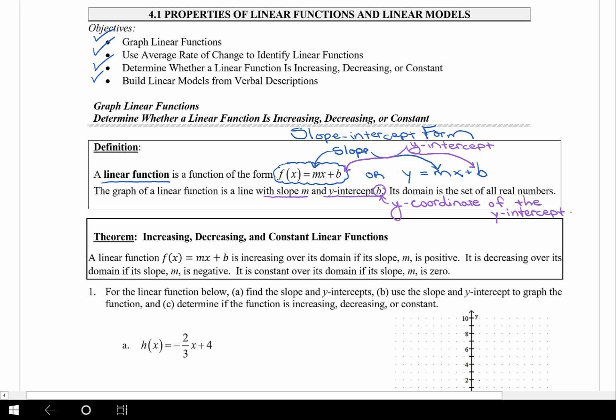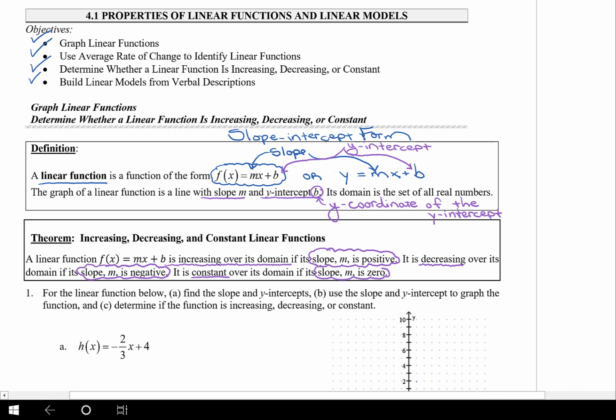All right, theorem: increasing, decreasing, and constant linear functions. A linear function f(x) = mx + b is increasing over its domain if its slope m is positive. It is decreasing over its domain if its slope m is negative. And it's constant over its domain if the slope m is 0. In other words, that means it's a horizontal line.